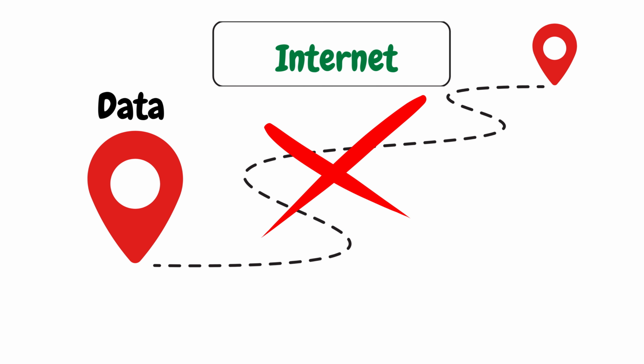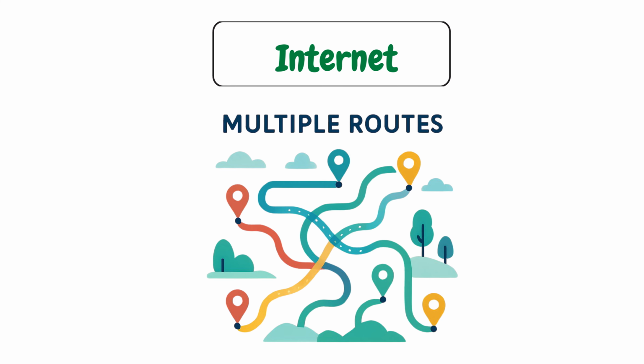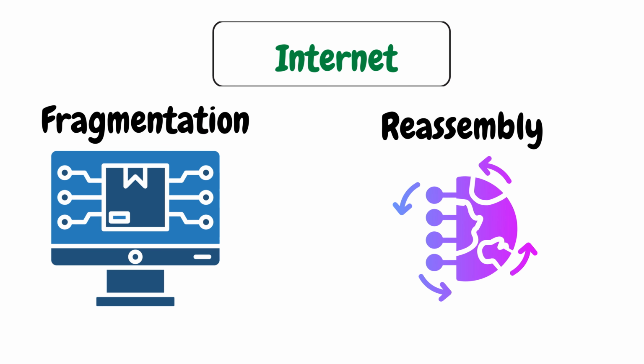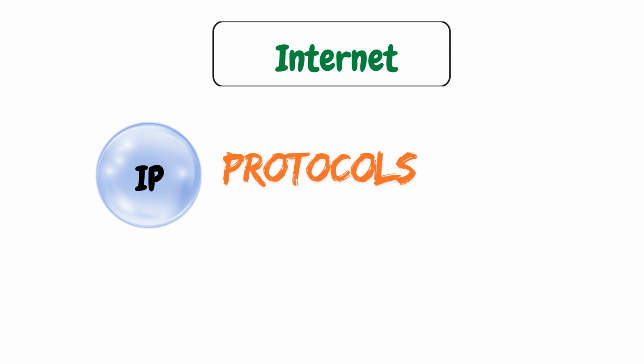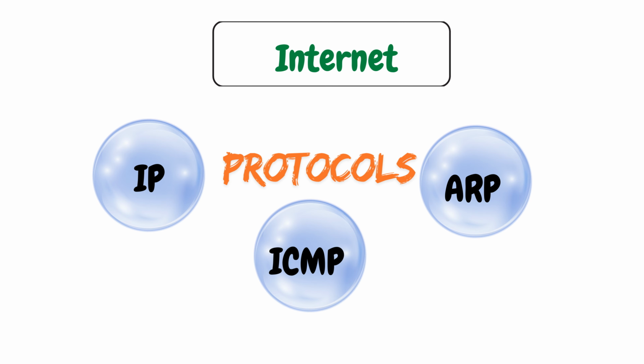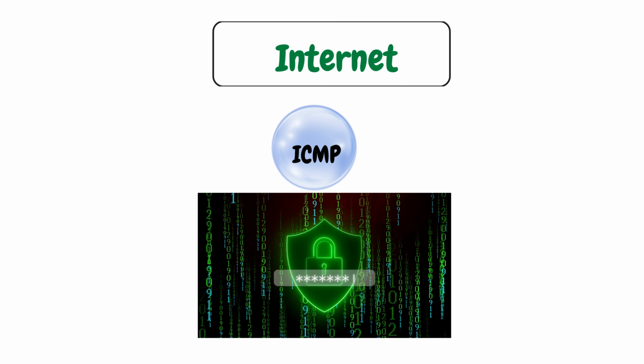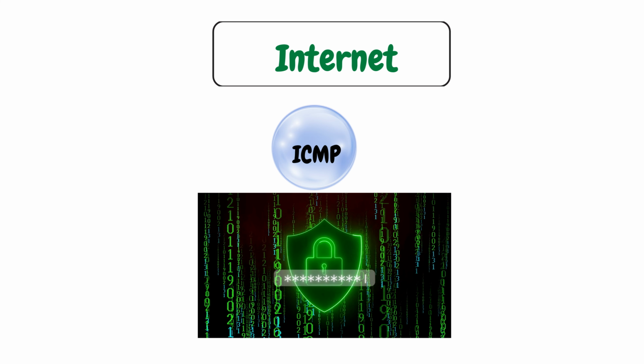Data doesn't always take a single fixed route. It can travel through multiple routes dynamically depending on the network conditions. It also handles fragmentation and reassembly of the packets. Protocols like IP, ICMP, and ARP are used here. For example, ICMP is used in tools like ping to check network connectivity.